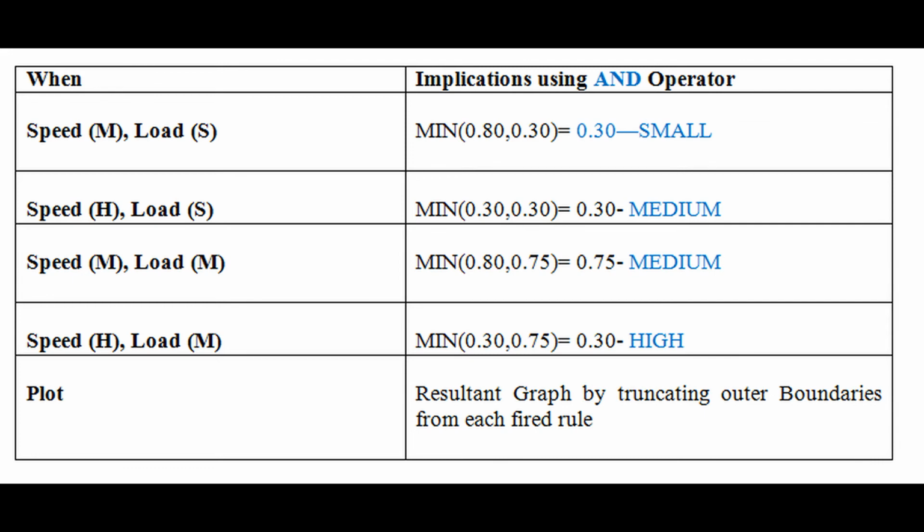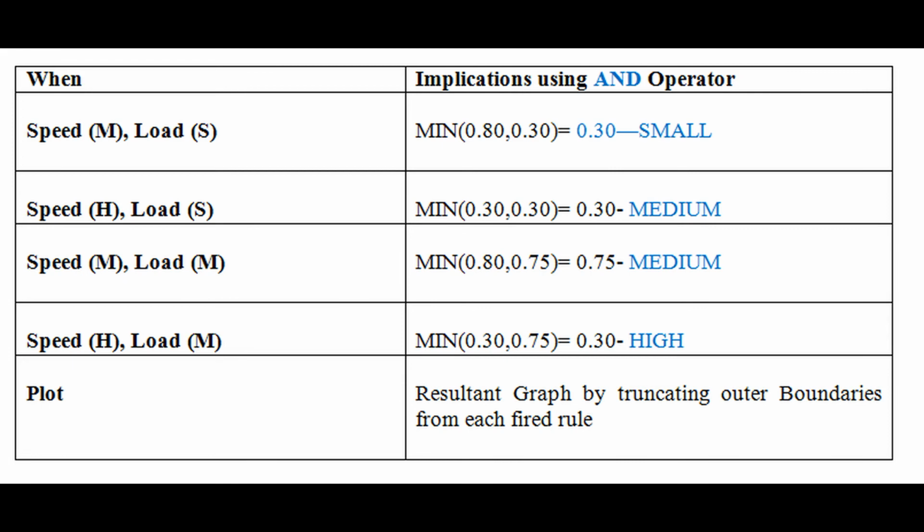So we need to find the value of this particular small. How are you going to find it? Obviously you are going to deploy either the min operation, max operation, or sum minus product operation. So which operation would you like to do? As you know, here the operator is an AND operator, so we are going to deploy the min operation. We will take the min of 0.80 and 0.30, that comes to be 0.30. So when the speed is medium and the load is small, we will have the emission at small with a membership grade of 0.30.